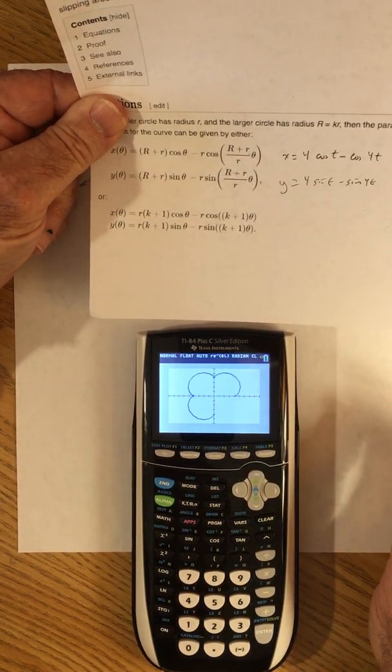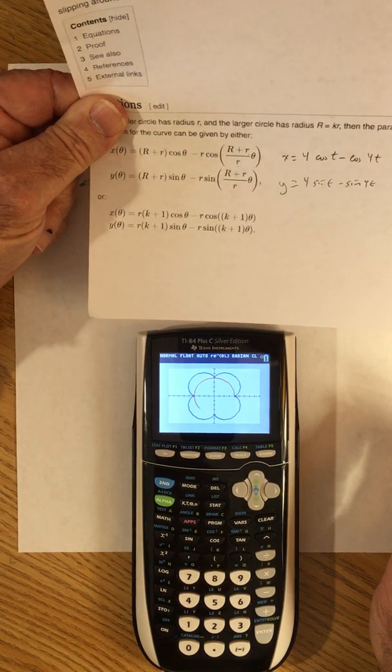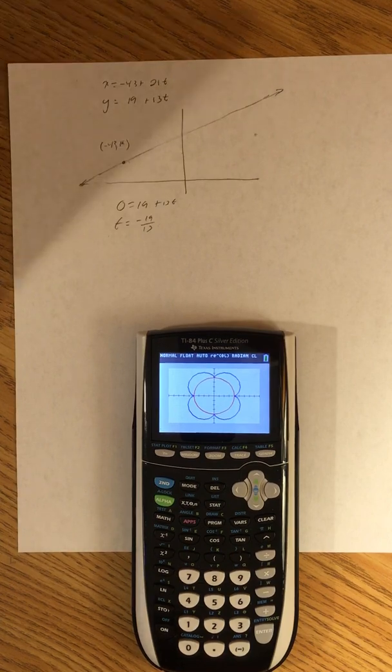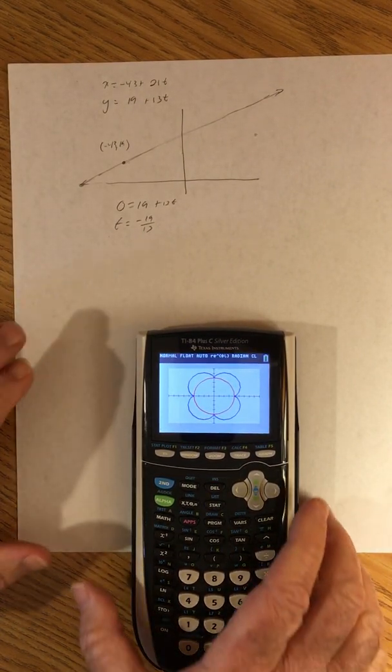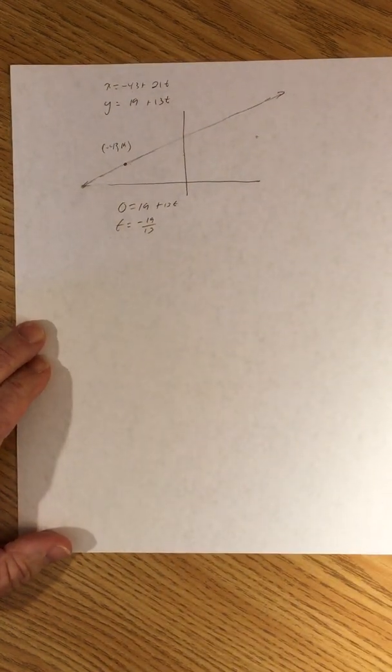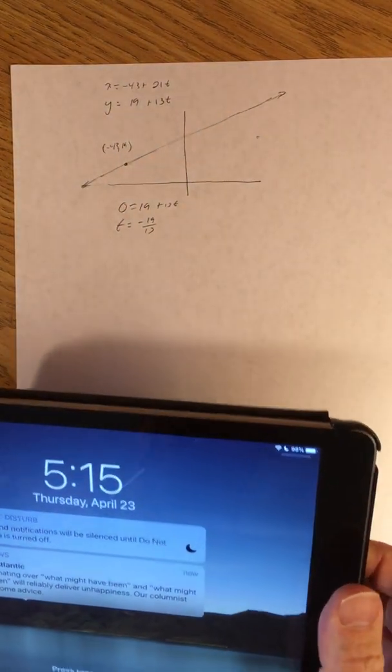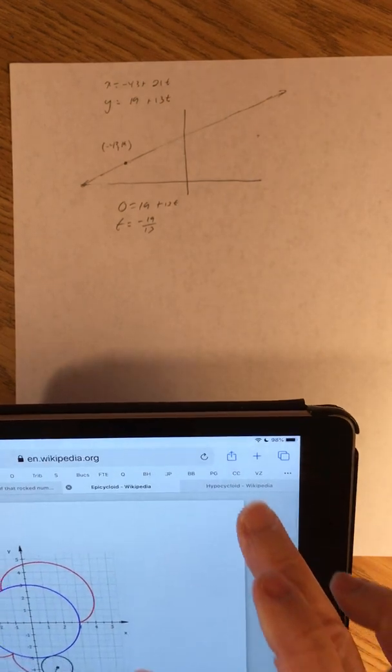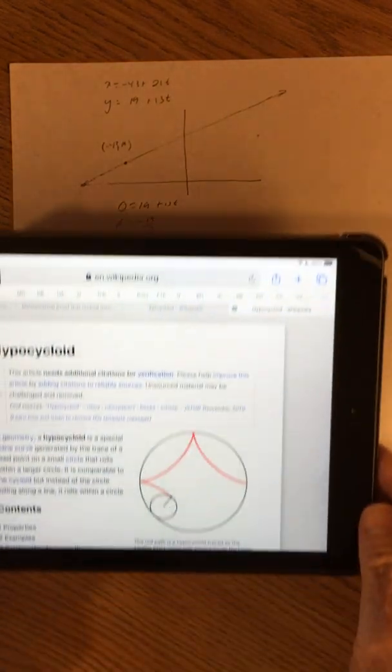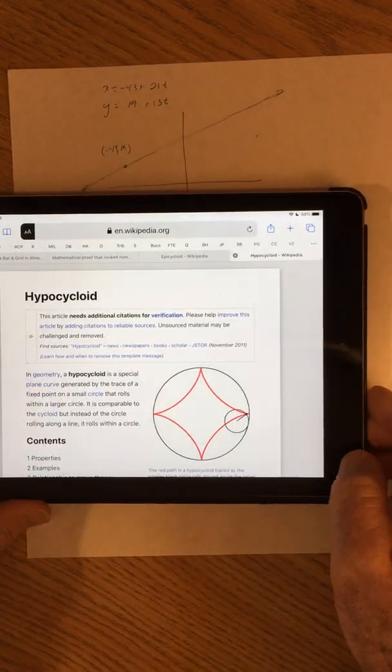There we go. That is called the 4-cusp epicycloid. Okay, well, the epicycloid isn't part of your assignment. The hypocycloid is. All right, back to the iPad, and here is the Wikipedia page for the hypocycloid.